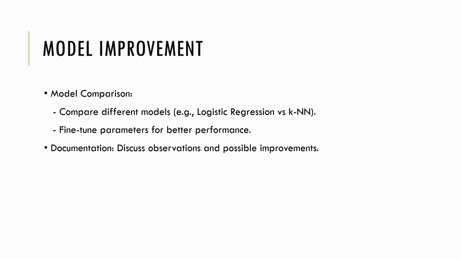To improve the model, we will compare different algorithms and see which one performs better. We might also tune the model's hyperparameters or try additional feature engineering. Documenting the results and identifying areas for improvement is an essential step in ensuring that the model performs at its best.